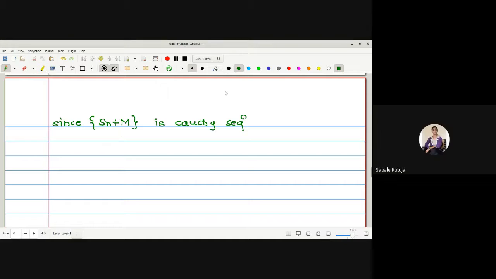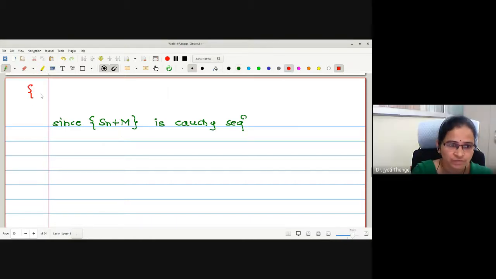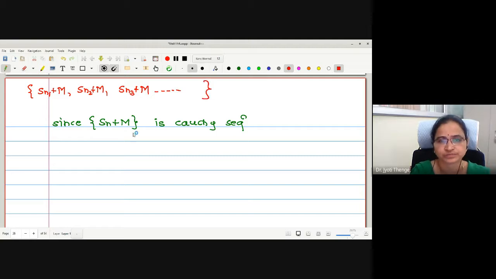What is the nature of the element? Sn1 plus m, Sn2 plus m, Sn3 plus m. Every element is a coset. Don't forget, every element is a coset. Since Sn plus m is Cauchy, now what were we doing? We will put some particular values of epsilon and extract a subsequence from this, right?